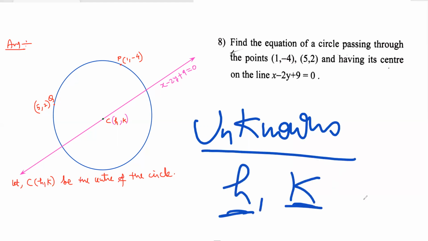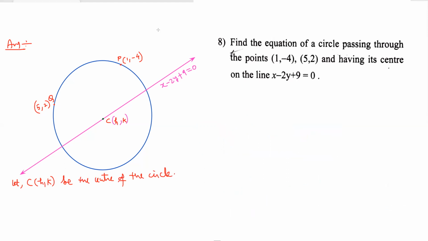How many unknowns do I have? I have a total of two unknowns. So if I have to find the value of these two unknowns, what should I do? I must get two equations in h and k. So students, how do I go ahead? I will write: since C(h, k) lies on the line, it lies on the line x minus 2y plus 9 equals 0.